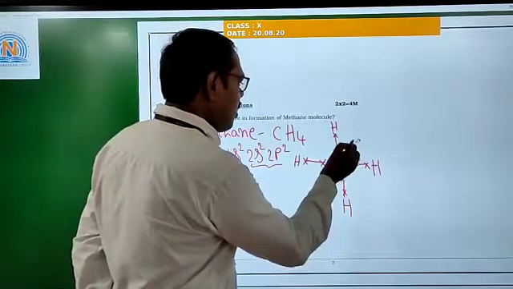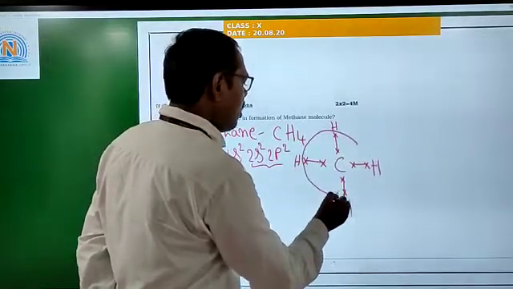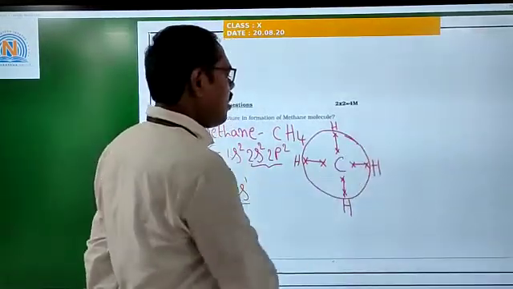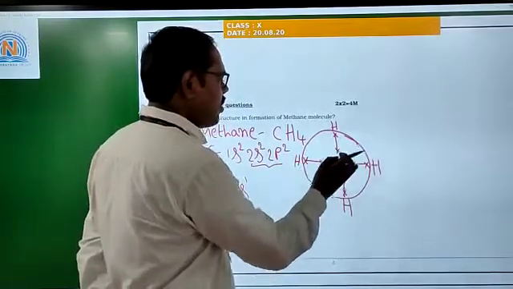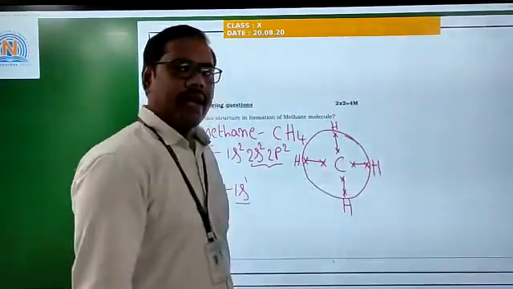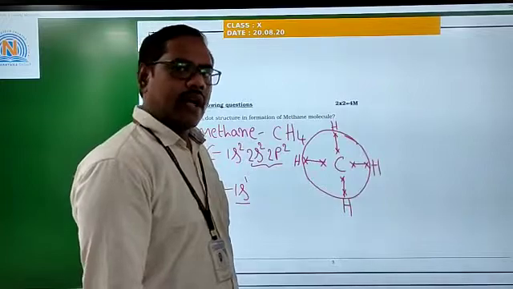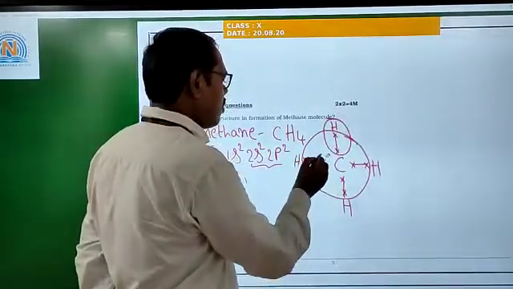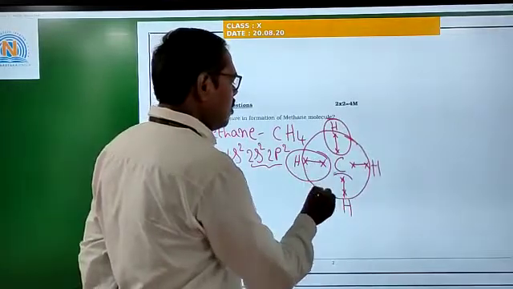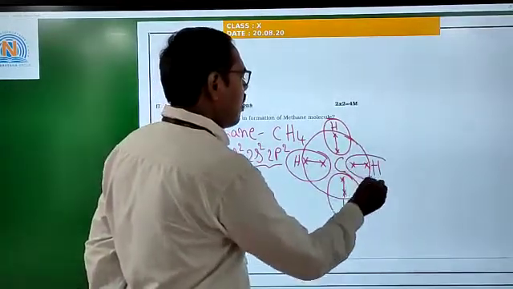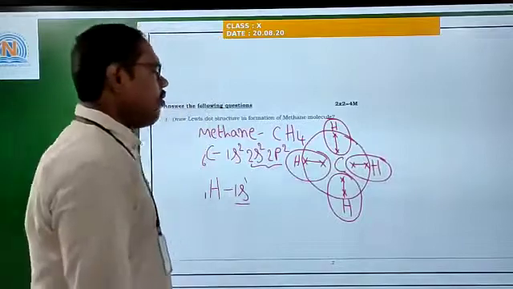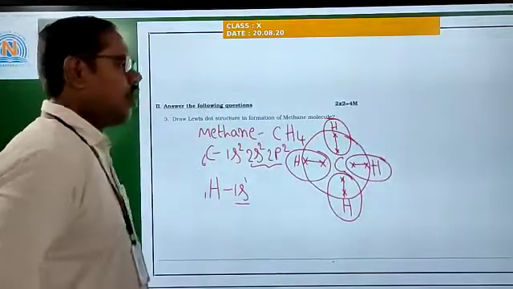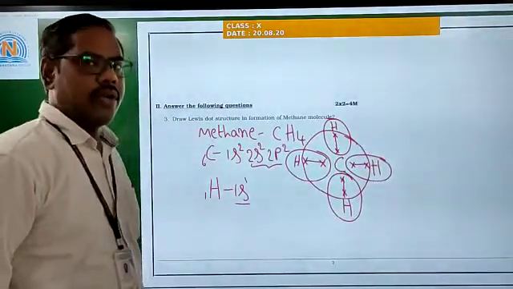So now this carbon contains 8 electrons in its outermost orbit: 1, 2, 3, 4, 5, 6, 7, 8. That means carbon can get the stable configuration. Like that, each hydrogen also gets 2 electrons, so hydrogen also gets the stable configuration. This is the Lewis dot structure for formation of the methane molecule.